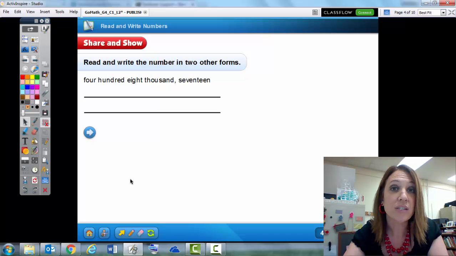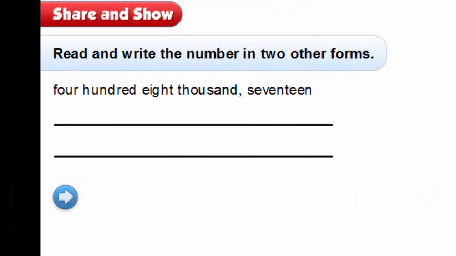All right, let's look at this one. Let's do this together. 408,017. Let's read and write this number in 2 other forms. Let's start with standard form. How would we write this? Tell me what to write. 408 would be 4, 0, 8. Good, because that's 408. Now here's the period name. What do we put when we see the period name? The comma that separates the thousands period from the ones period. And then what do we put? 17. Good job.